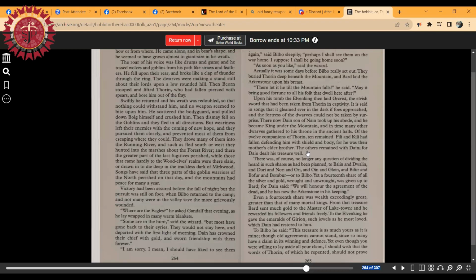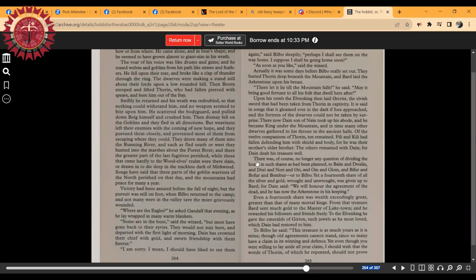Dain, son of Nain, took up his abode there, and he became king under the mountain. And in time, many other dwarves gathered to his throne in the ancient halls. Of the twelve companions of Thorin, ten then remained. Fili and Kili had fallen, defending him with shield and body, for he was their mother's eldest brother. The others remained with Dain, for Dain dealt his treasure well.